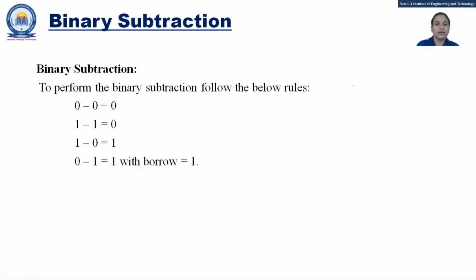Now let us look at the rules to perform binary subtraction. 0 minus 0 is 0, 1 minus 1 is 0, 1 minus 0 is 1, and 0 minus 1 gives a difference of 1 and the borrow is also 1. We will see this using some examples.